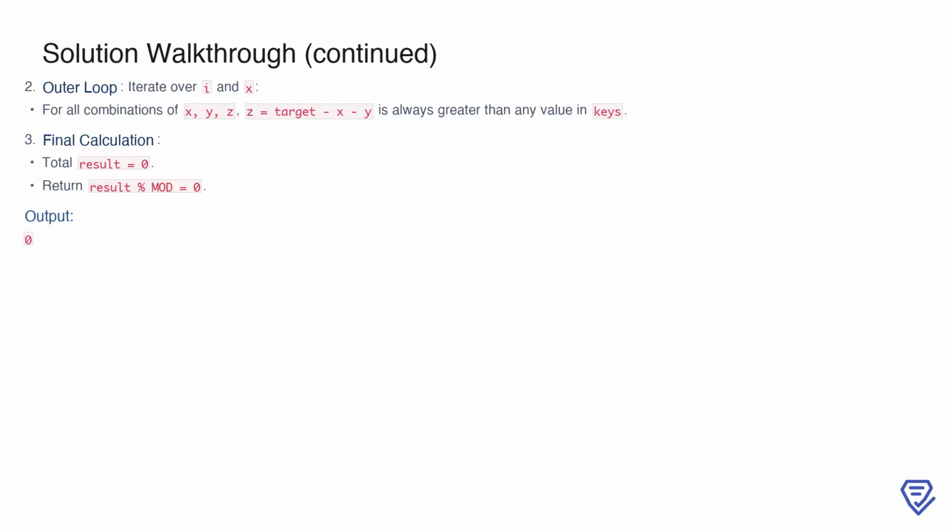To recap, in this scenario with no valid triplets, all possible combinations of x, y, and z fail the condition where z must be greater than or equal to y and exist in the array. As a result, the total result is 0, which we return after taking modulo mod. This demonstrates how the solution handles cases with no valid triplets efficiently, ensuring correctness even in edge cases like this.